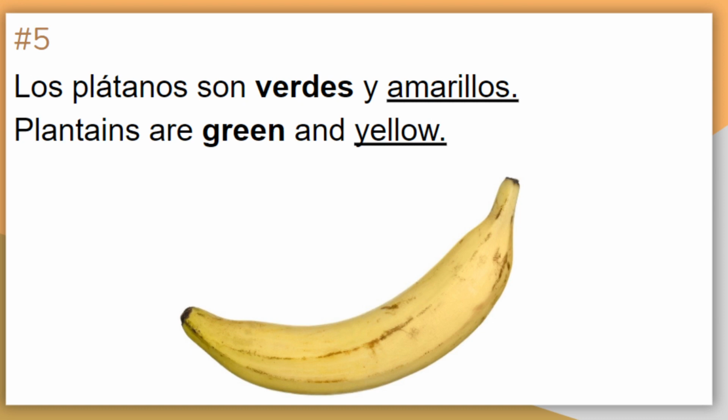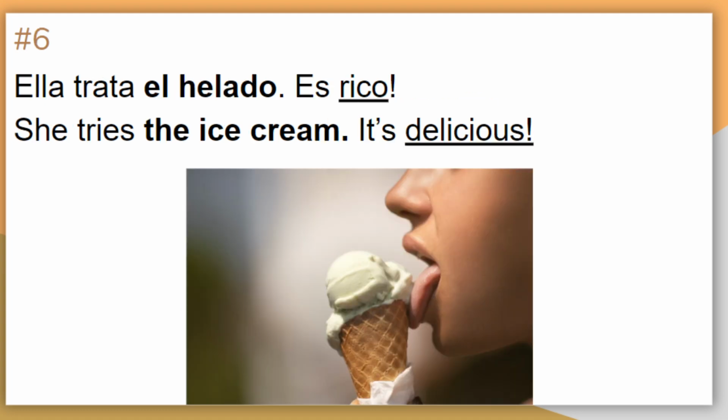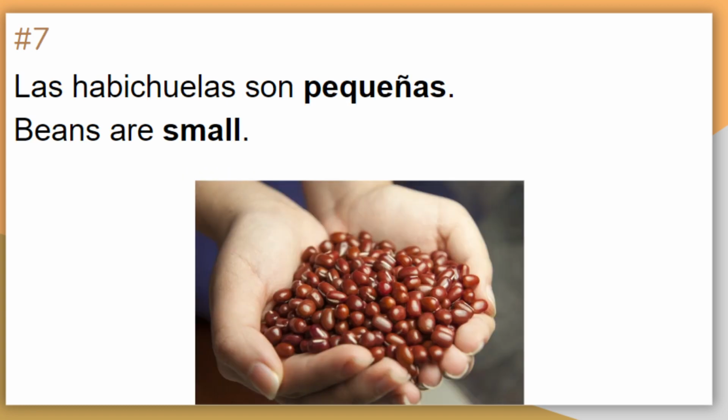Los plátanos son verdes y amarillos. Plantains are green and yellow. Ella trata el helado. Es rico. She tries the ice cream. It's delicious. Las habichuelas son pequeñas. Beans are small.